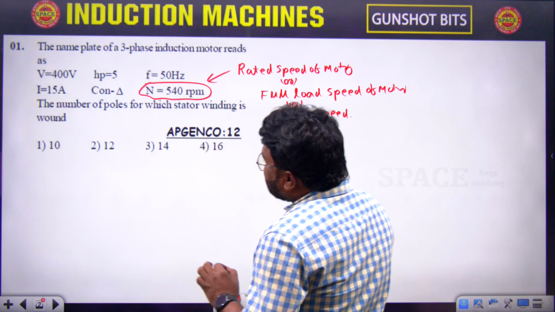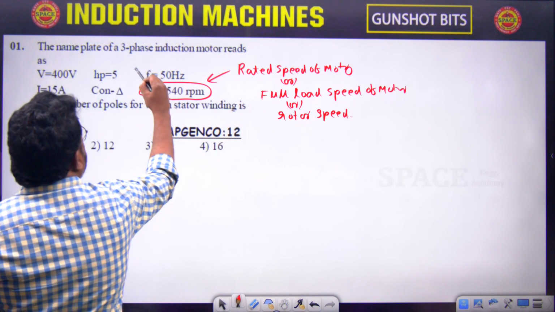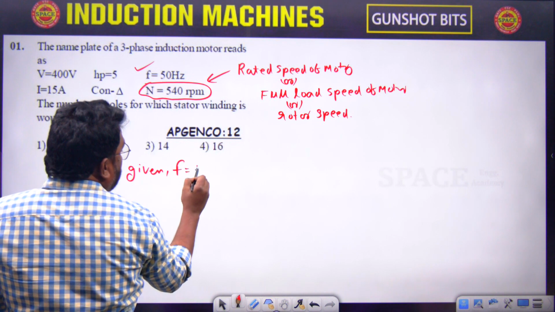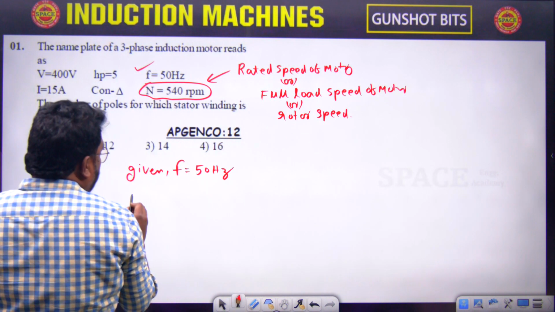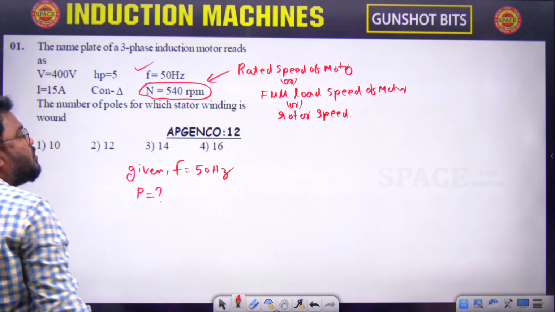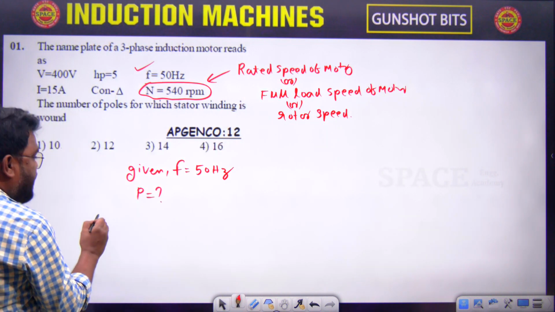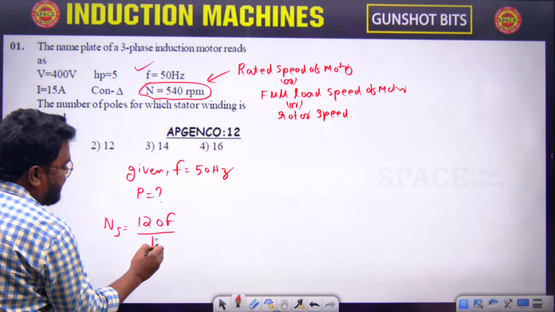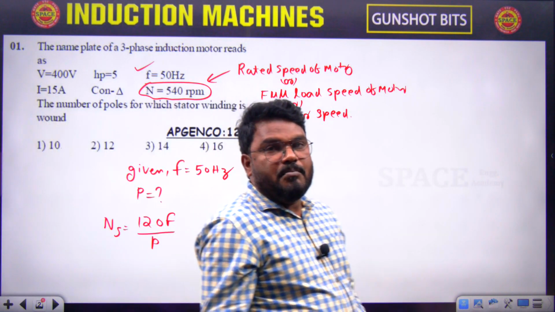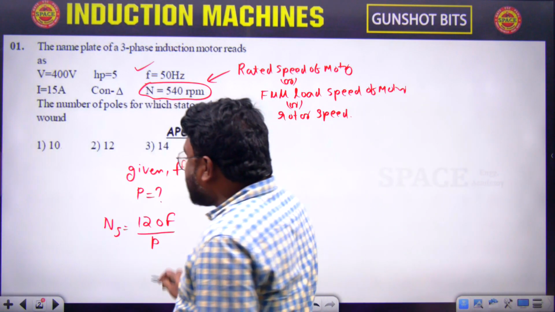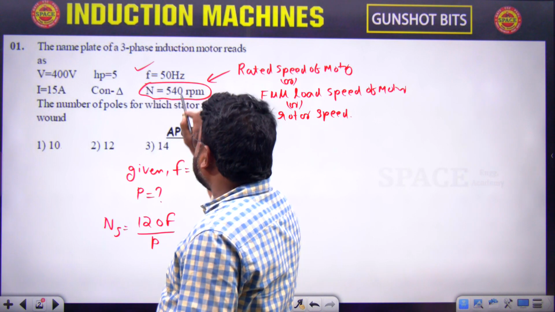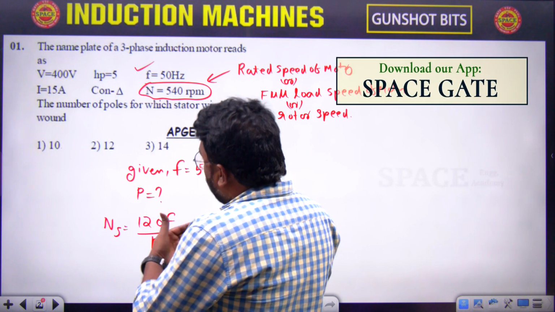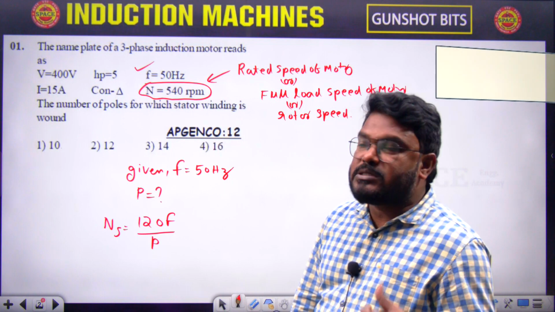Here the frequency is given, the F is equal to 50 Hz, but we need to find out the number of poles of the motor. We know the synchronous speed Ns is equal to 120 F by P, where F is the frequency and P is the number of poles. But by using this formula we cannot find it, because the given speed is the rotor speed, not the synchronous speed. Then how do we find the number of poles of the motor?